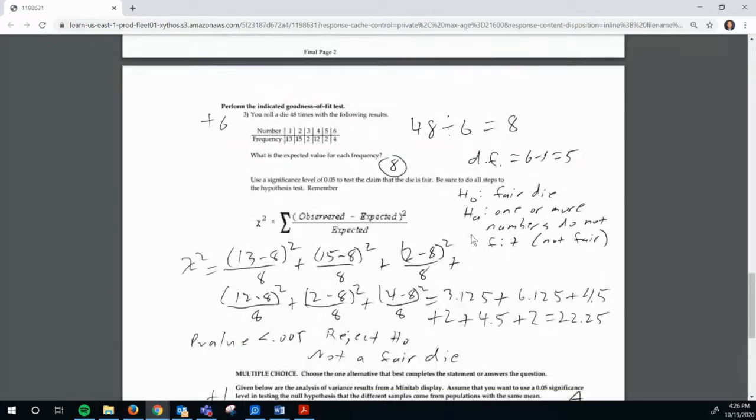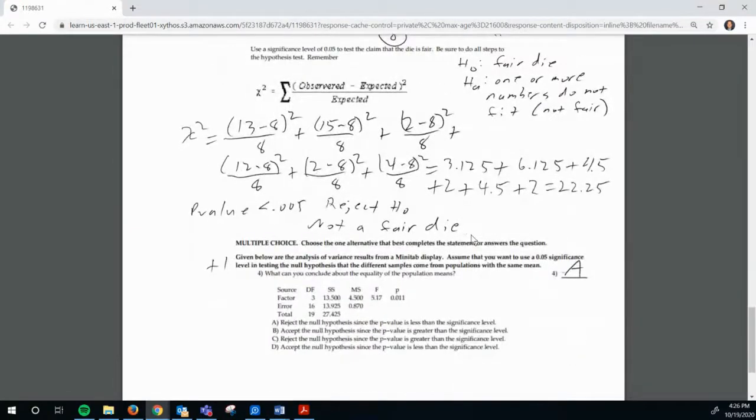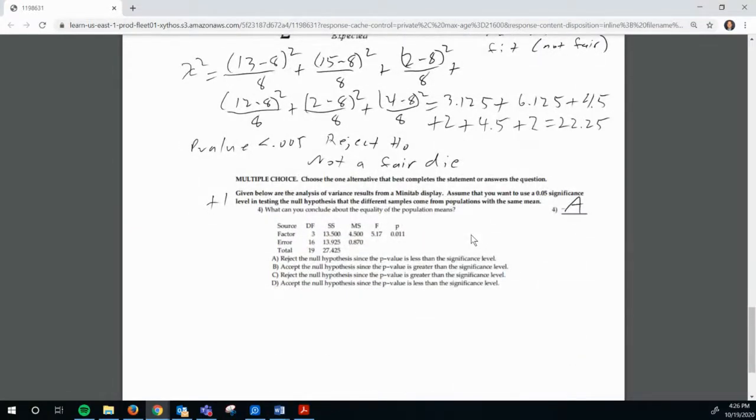Questions on that one? All right, and then this last one here, it essentially gives you a data printout. This is not a very good example, which is why I probably don't use it anymore. It doesn't give you any context, which is kind of ridiculous. So let's say I did give you a context.